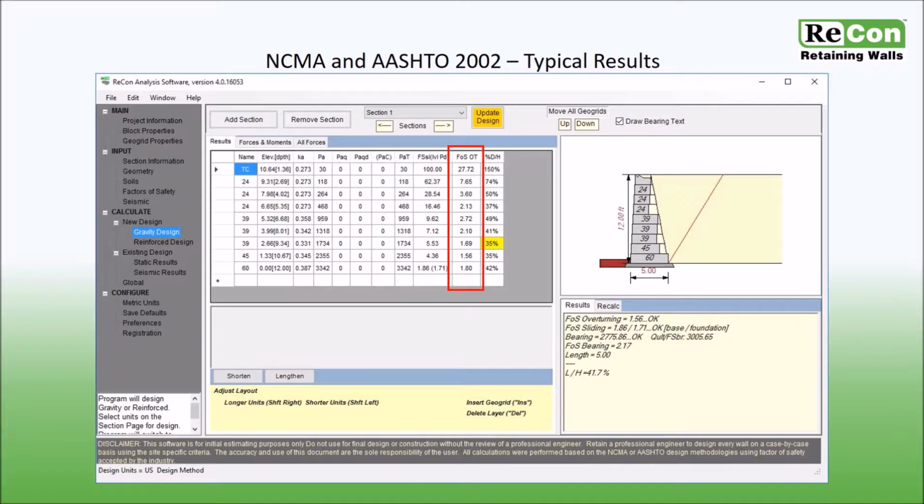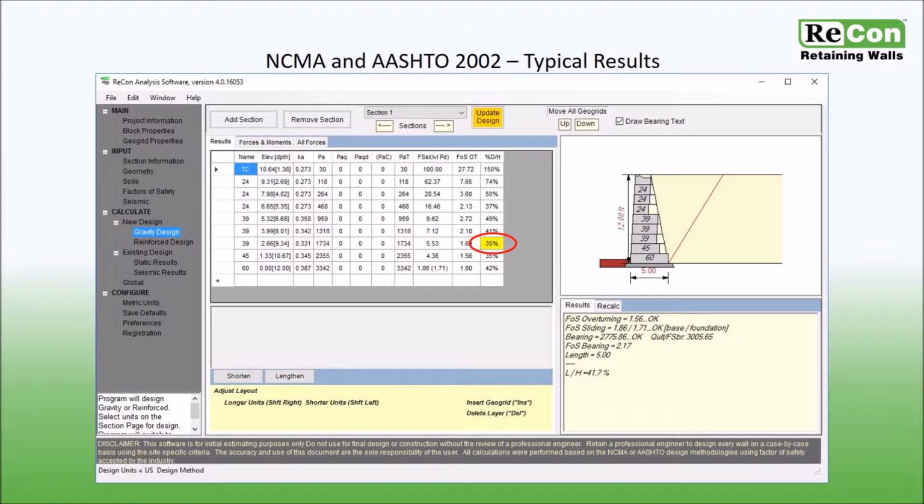The next column is for the factor of safety for overturning. The factor of safety of overturning is calculated at each block elevation. The last column in the table shows the percentage base to height or depth to height ratio at each block elevation. If the value is highlighted in yellow, it means that the block is less than or equal to 35% depth to height. Recon generally does not recommend using blocks with depths less than this ratio.